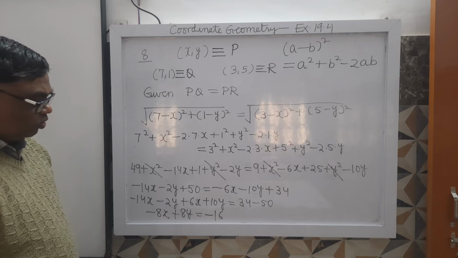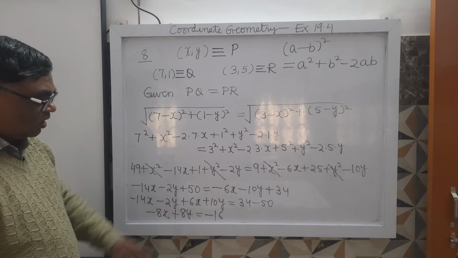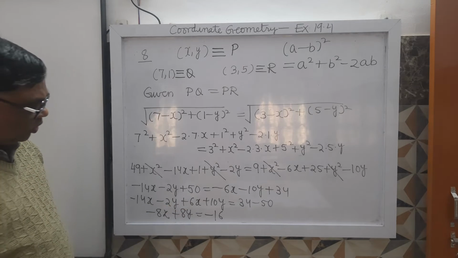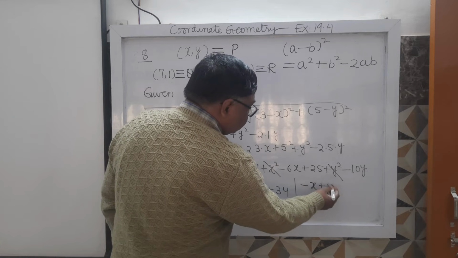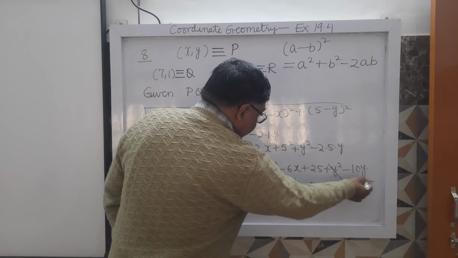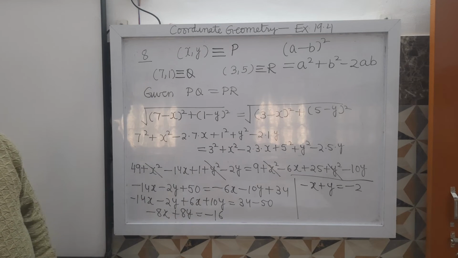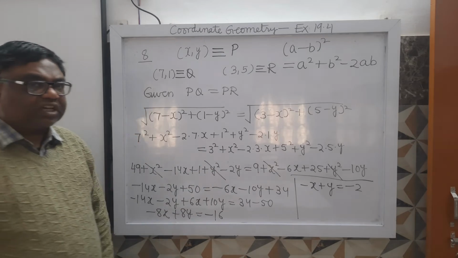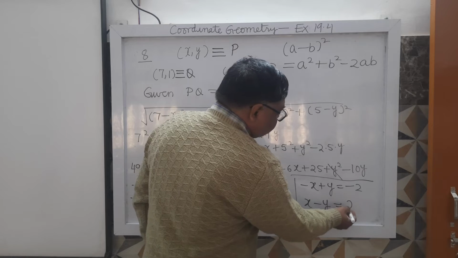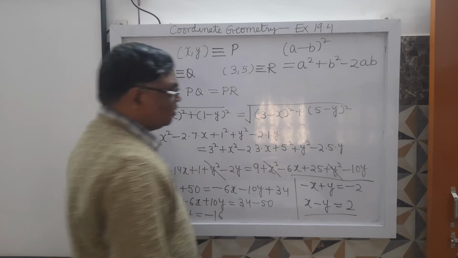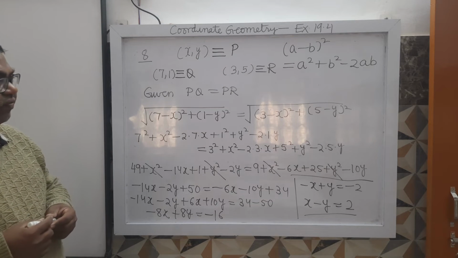It's clear? Now see here, you can see that 8 will be cancelled. On cancelling by 8, what will you get? Minus x plus y equals minus 2. On changing the sign of every term, x minus y equals 2. This is the relation between x and y.